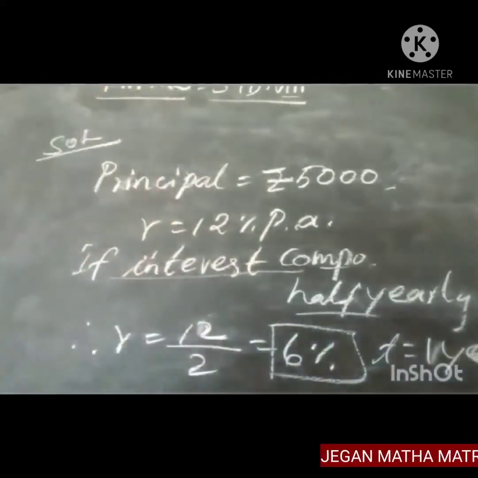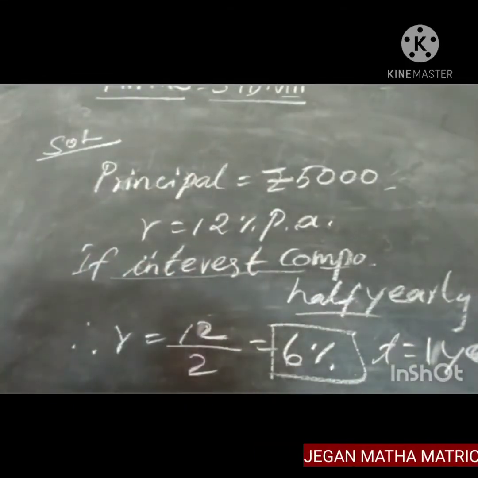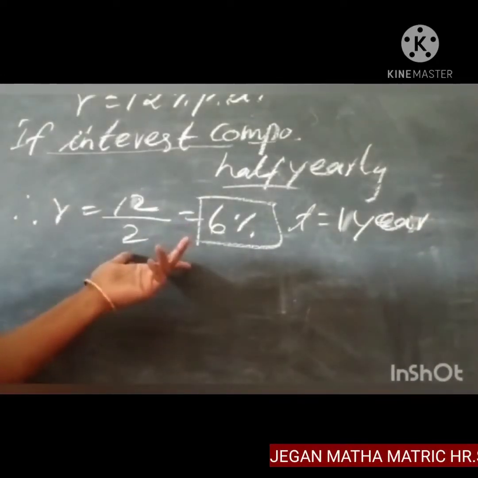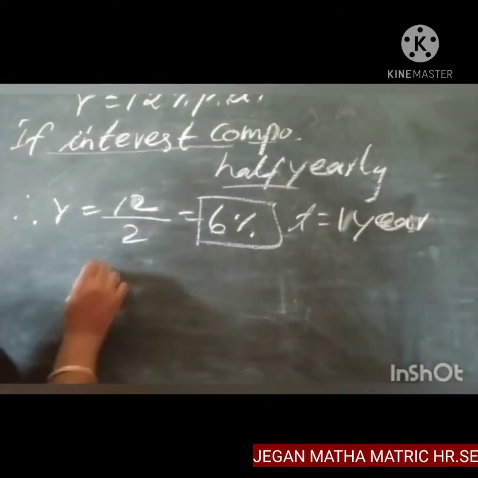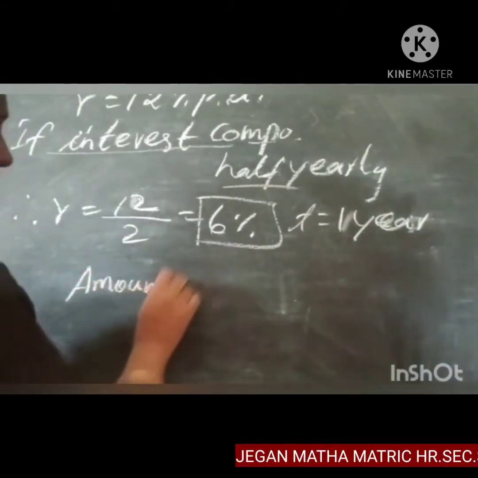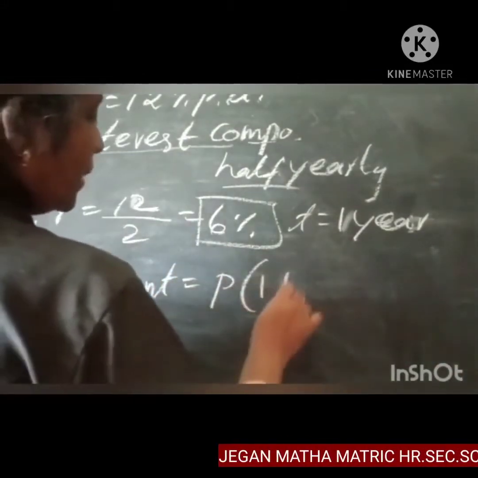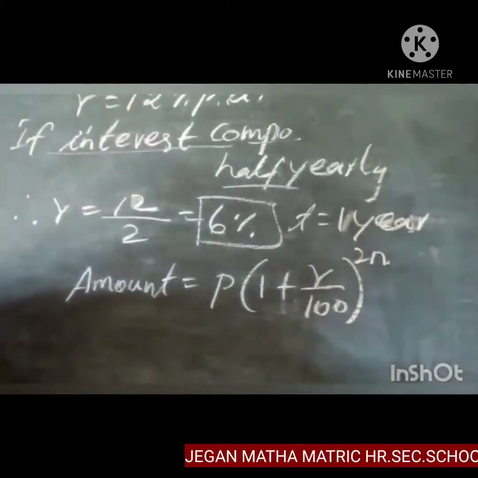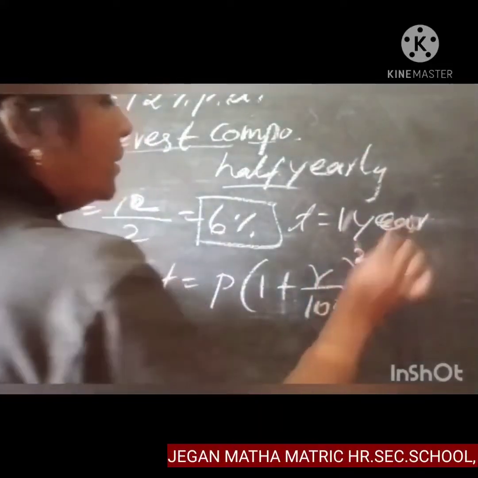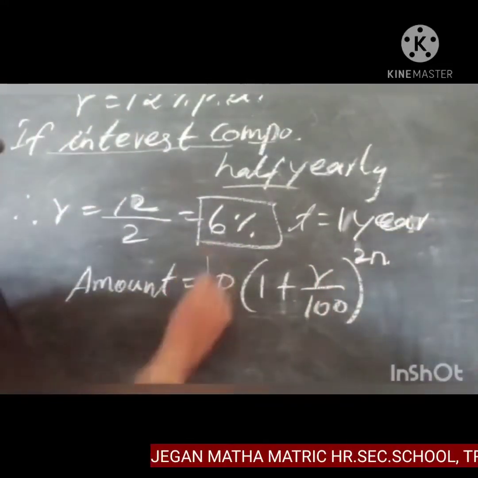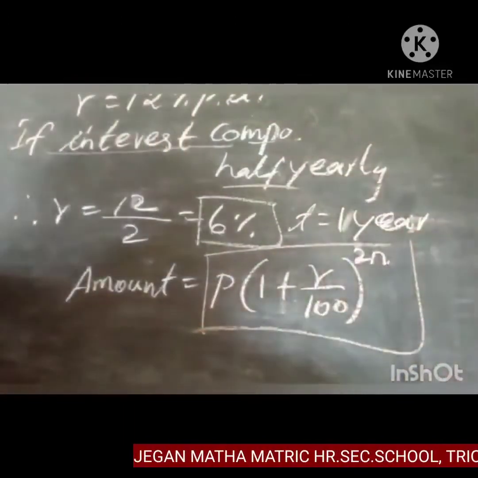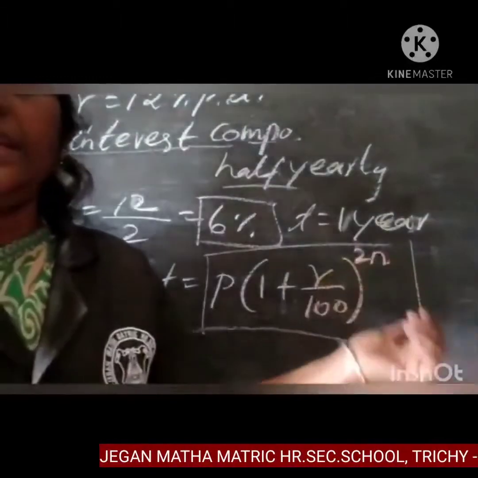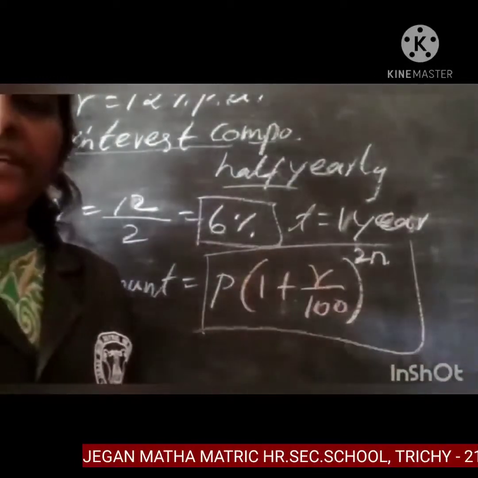Now by using the formula you have to find out the amount. A, the amount, equals P into 1 plus R by 100 the whole power 2n. Since the interest is compounded half yearly, we put the whole power 2n. Apply the values for principal, rate of interest and year, and then find the value.